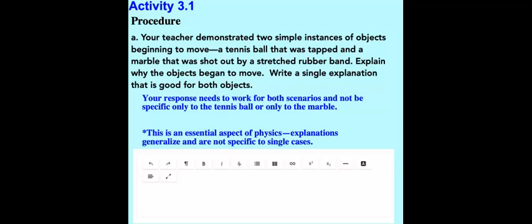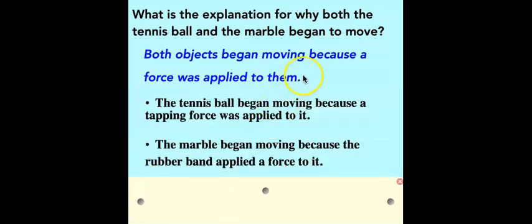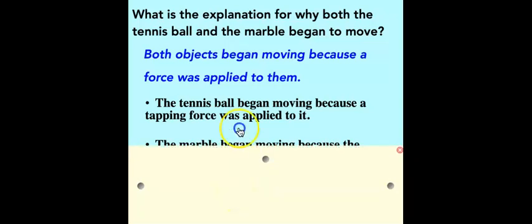All right. So you've had a chance to create your explanation. And again, your explanation should be something like this. Both objects began moving because a force was applied to them. Again, it's generic enough. How did the tennis ball move? Well, I tapped it. But how did it really move physics-wise? A force was applied to it. How did the marble move? A force was applied to it. So both began to move with a force. So simple definition or simple explanation, it could be applied to any object that begins to move.